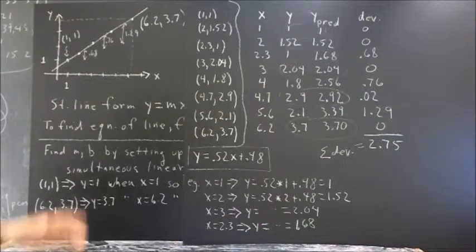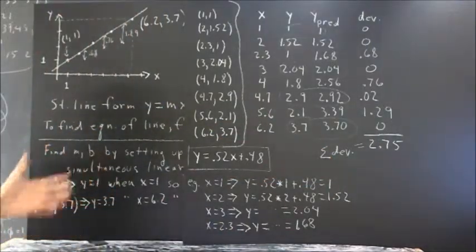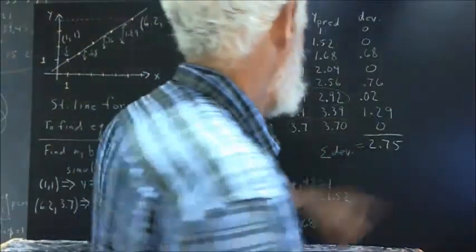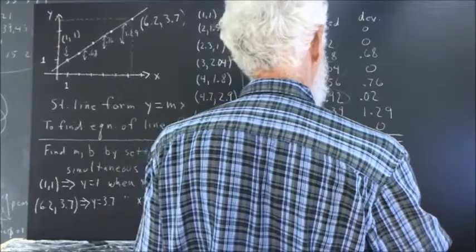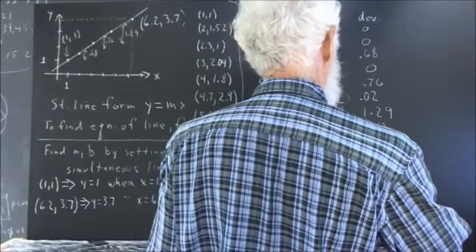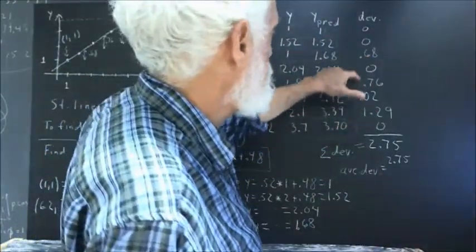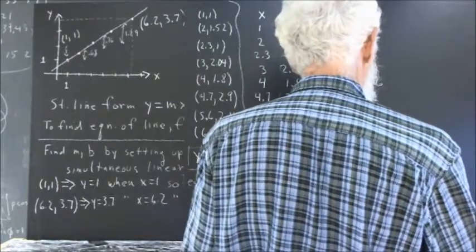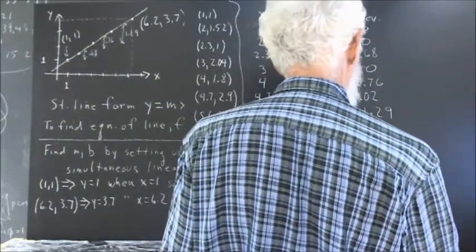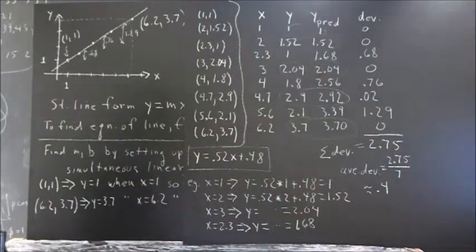Now there's a better measure of the discrepancy. Well, an improvement of the measure, not just the sum of the deviations, but the average deviation. And that's going to be the sum of our deviations. In other words, we add these up, and then we divide. There are 1, 2, 3, 4, 5, 6, 7, 8 points on this graph. So the average deviation is 2.75 over 7, which is approximately equal to 0.4. It's actually 0.39 and about 393.